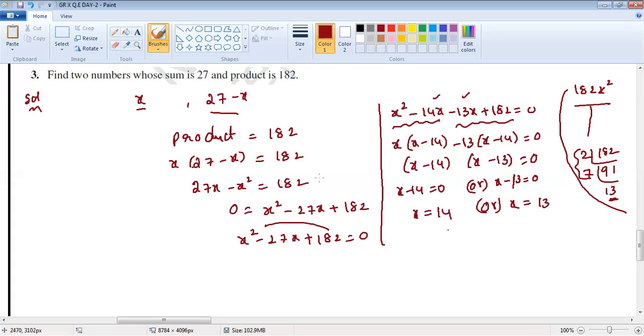See, actually we had to find the two numbers. So therefore the two numbers are: if you take 14, another number is 27 minus x, so another number is 13. This is case 1. If you take 13, another number is 14. Got it? Any doubt in this sum? Okay, fine. Next, one more question.